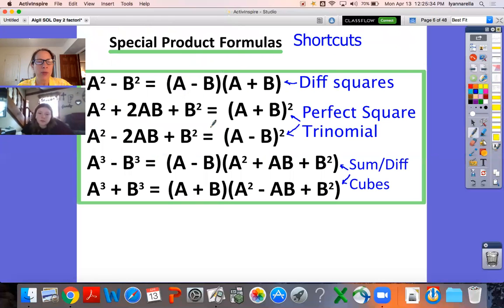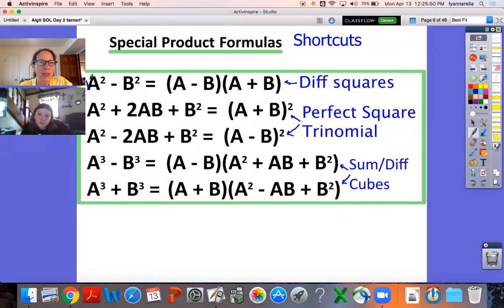All right, so then we're going to talk about the shortcuts. These are all of the shortcuts you are supposed to remember. The first one is the easiest. It's the difference of squares. You have a perfect square here and a perfect square here separated by a negative sign. There's only a difference of squares, not a sum of squares.